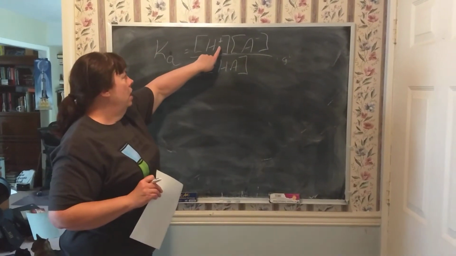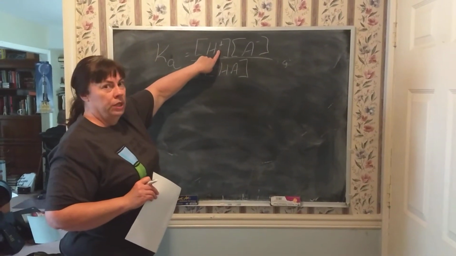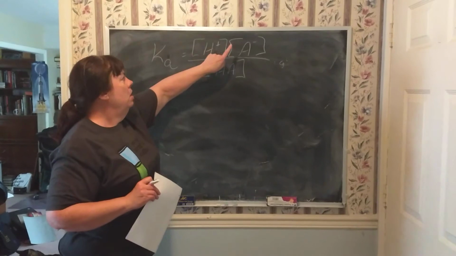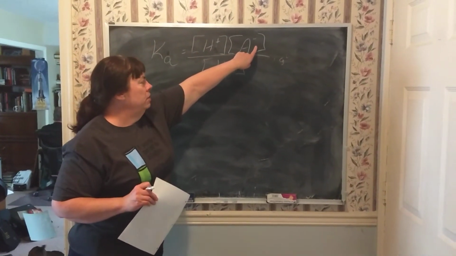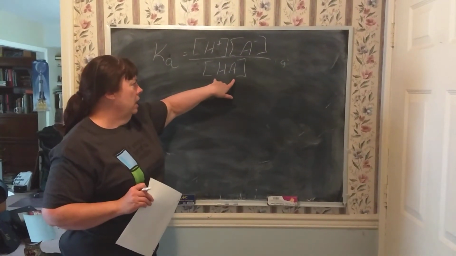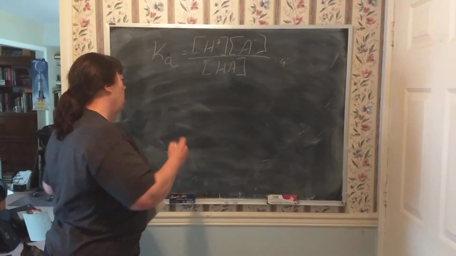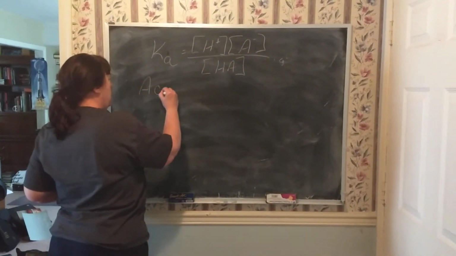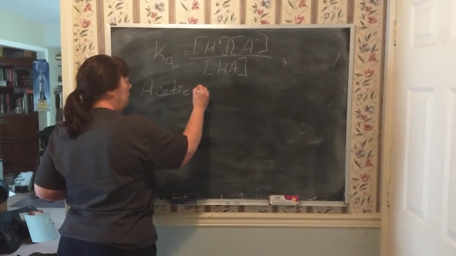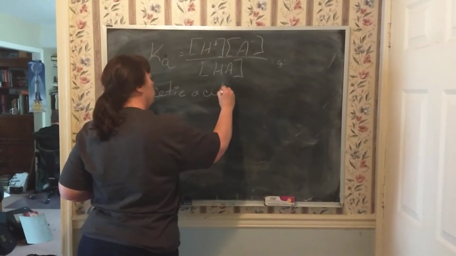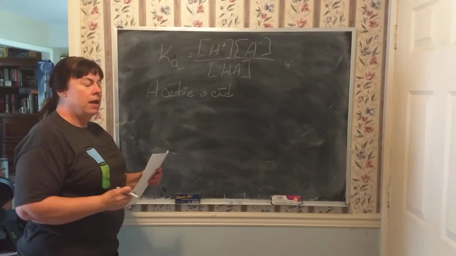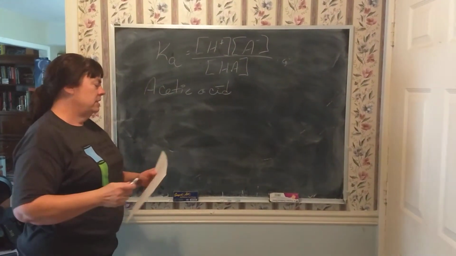We've got the H plus, or the hydronium part, this is the shorthand version of it. We've got the conjugate base part, and we've got the unionized part there. So we're going to pick on acetic acid. It is overwhelmingly the one that is dealt with the most often as being a weak acid.